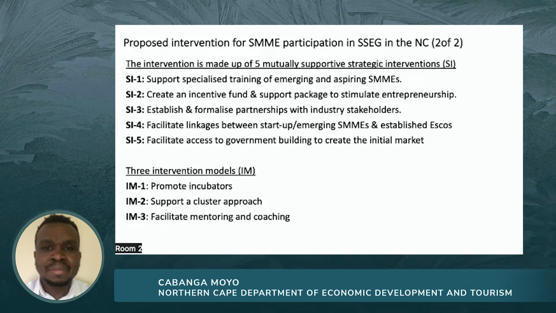And we are trying to facilitate linkages with companies that are already in the space in terms of installation of the small scale embedded generation for the benefit of the smaller companies that we are trying to support. And then we are also facilitating the initial market. We are talking to the Department of Public Works in the province to avail all the buildings for installation of these rooftop solar systems. That is an initial market. It's a learning space for our SMEs. It will be difficult for them to go straight to the private market as learners to actually build capabilities.